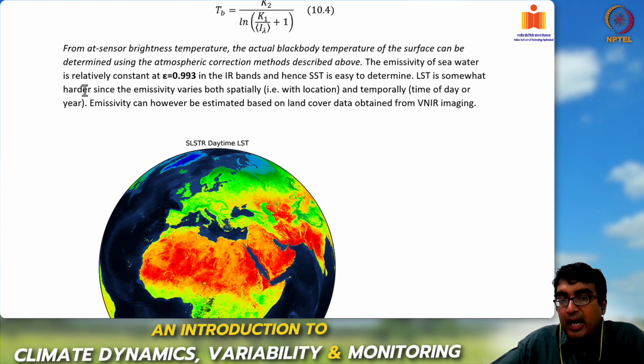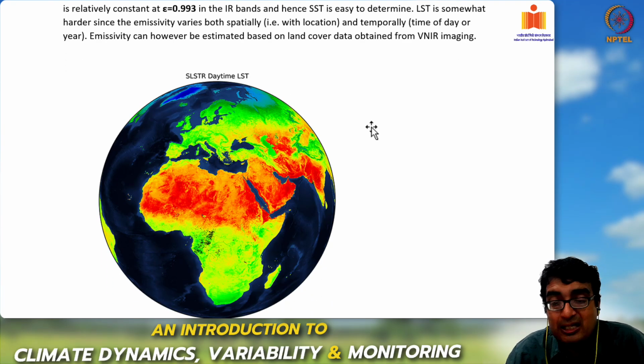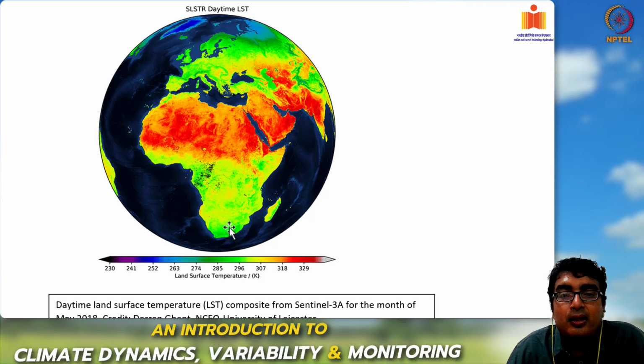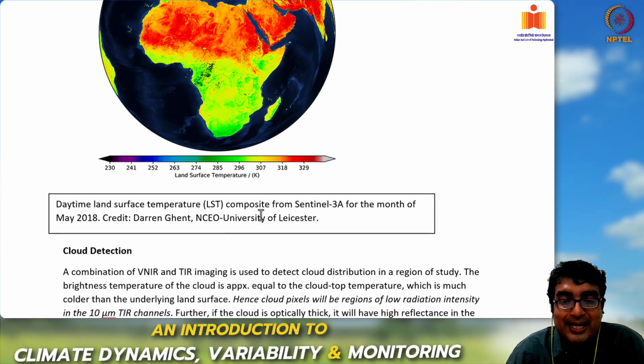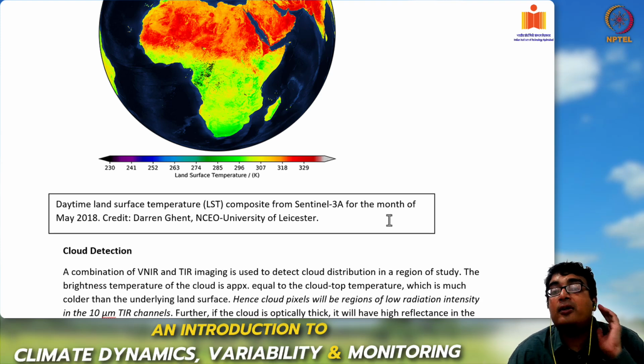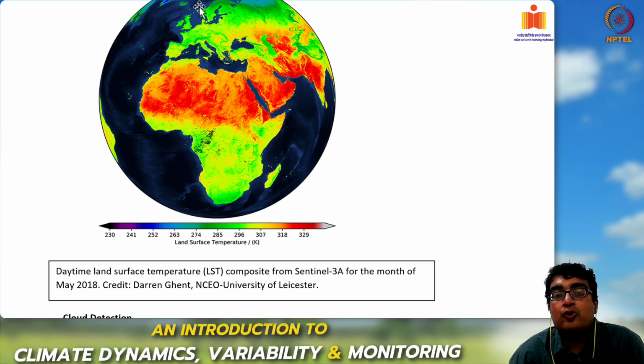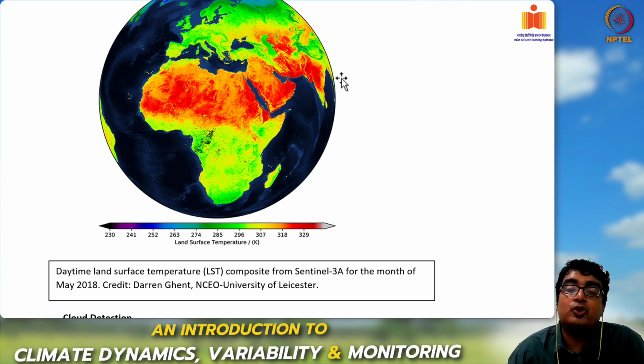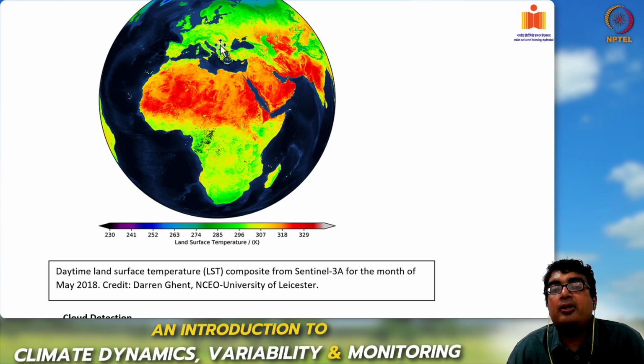The land surface is somewhat harder because emissivity varies both spatially with location and temporally with time of day. But there are sophisticated algorithms nowadays so that land surface temperature can also be estimated. And this we can see here is data from a satellite called Sentinel-3A for the month of May over the Asian, European and African continents. This is the land surface temperature as obtained by that satellite through multiple runs over May. So this is an average daytime land surface temperature. You can see high temperatures of 318 to 329 kelvins in Western India, the Arabian Desert and Sahara, whereas lower temperatures in Southern African regions, Russia and Northern Europe.